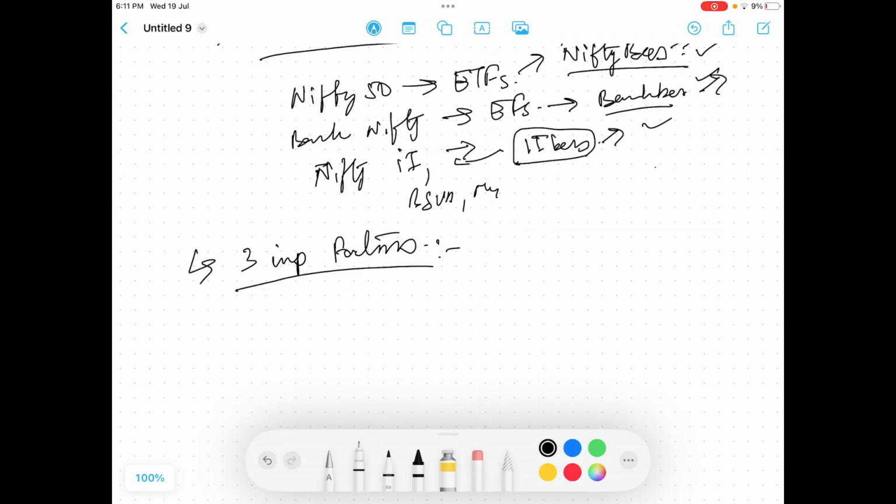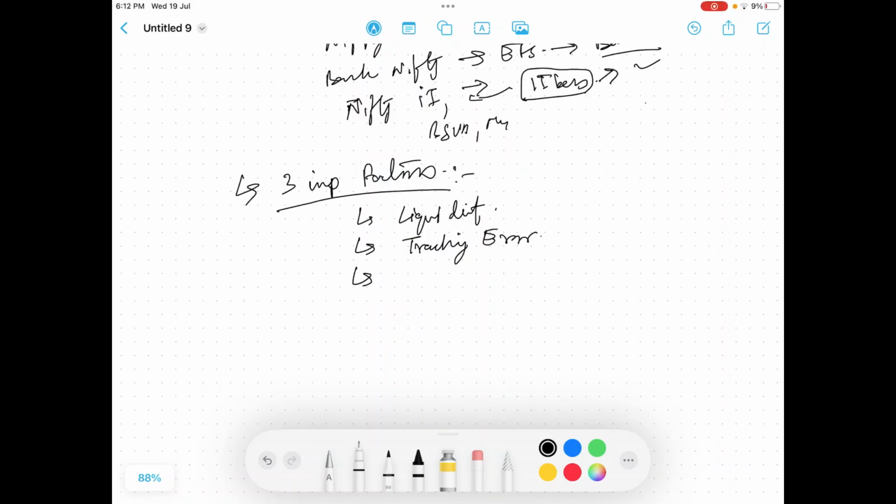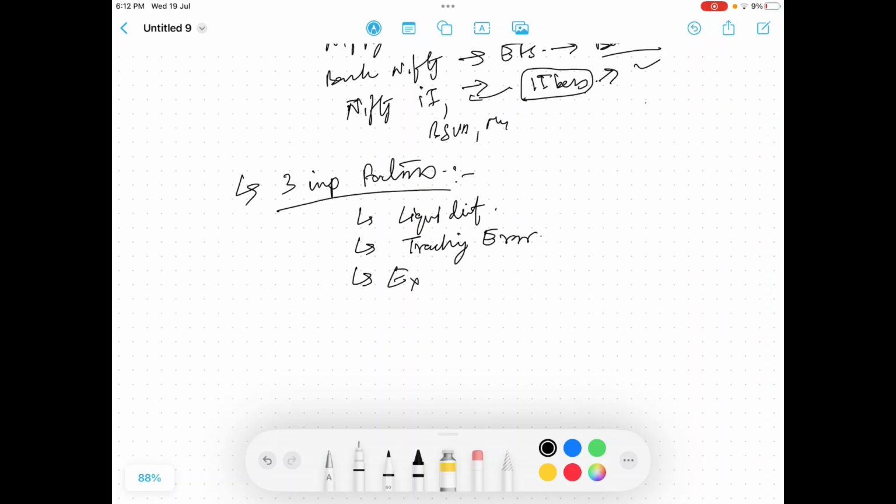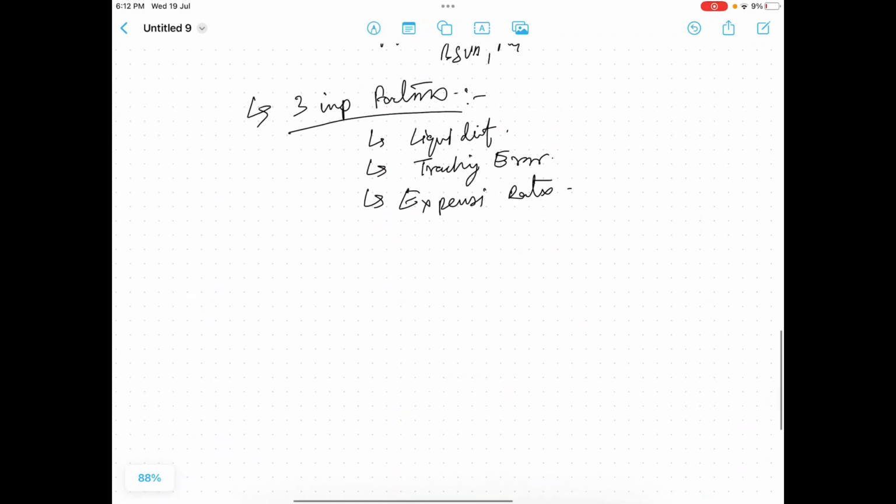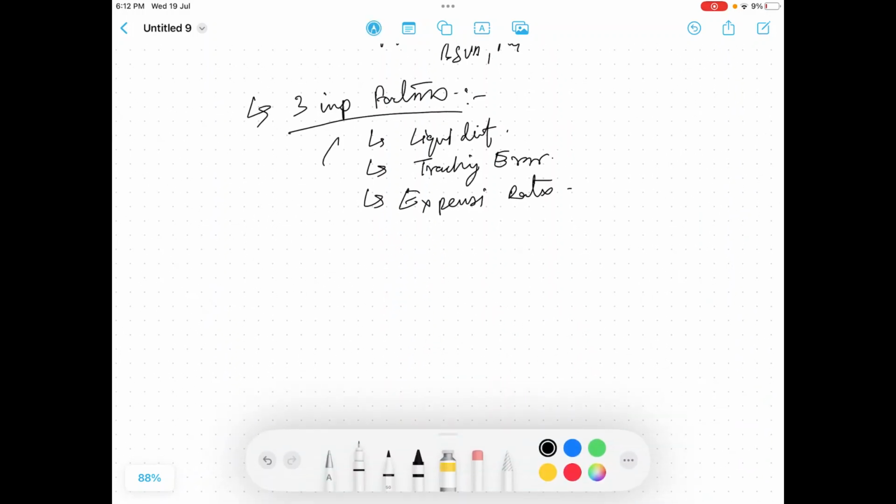So now the three important factors that we'll look into: the first one is liquidity. I'll explain all the terms. Then the second is tracking error, and the third one is expense ratio. Now, what is liquidity? And we'll understand all these terms.